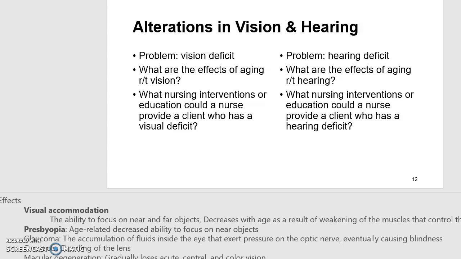Are they wearing their hearing aids? Do they need help cleaning them or getting them in? Do they need new batteries? And you want to always be assessing their hearing. Is there a change from what was going on previously? And then, of course, make sure that they can see your face, they can see your lips when you're talking, and encourage any visitors to do the same.